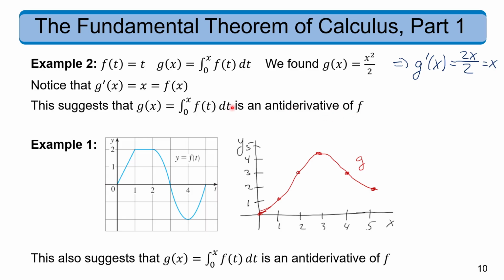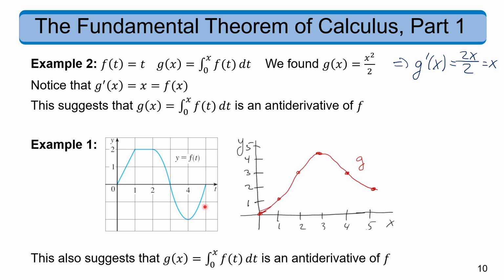Now we can draw a similar conclusion if we go back to example 1. In this example we were given a graph of f, not a formula but a graph. And we were able to figure out what the graph of this g of x looks like, which has the same definition as in example 1. We defined g of x to be this integral, and we found some ordered pairs for g and plotted them and created this graph. So the question is, do we get the same result? Does it appear that this function g is an antiderivative of this function f over here?